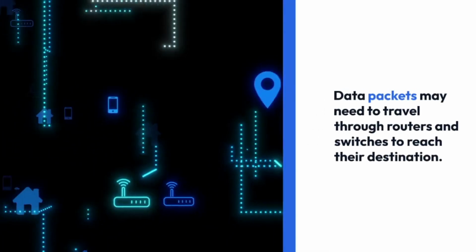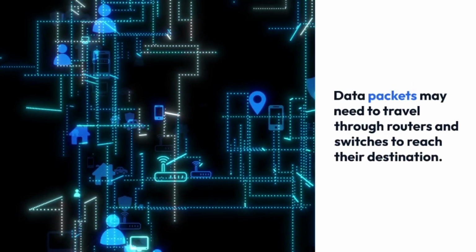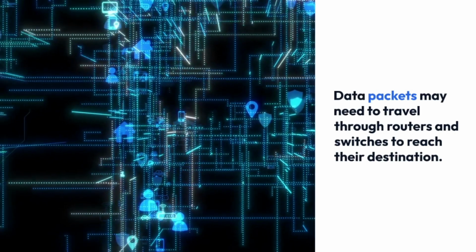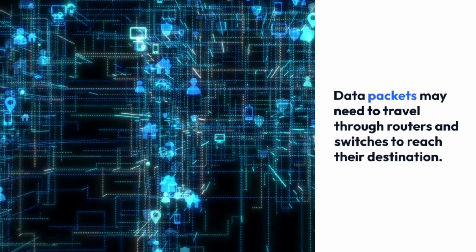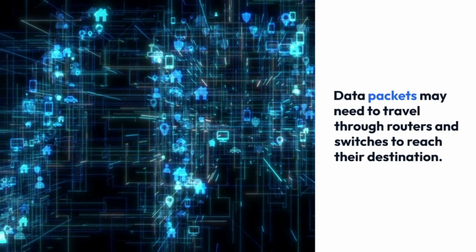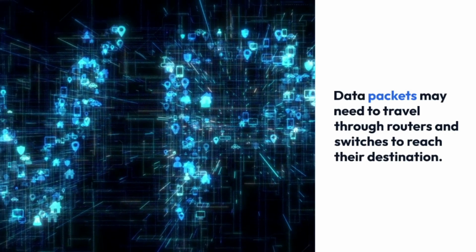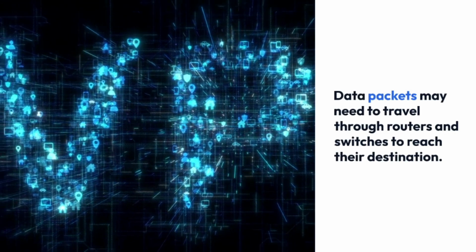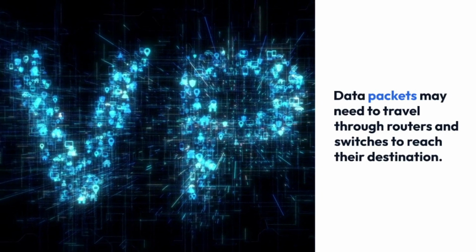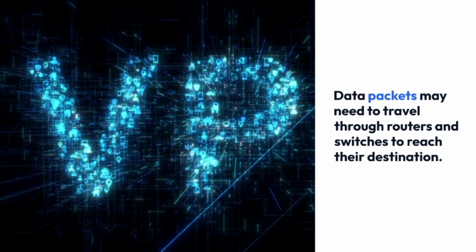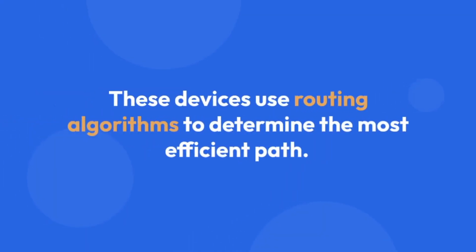Third one is routing. The internet is not a single physical entity, it is a network of networks. Your data packets may need to travel to various intermediary devices like routers and switches to reach their destination. These devices use routing algorithms to determine the most efficient path for data packets to reach their destination.